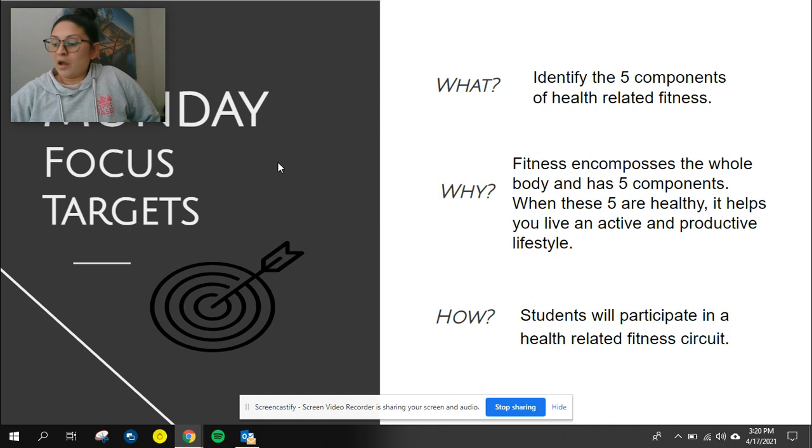Okay. But today, what are you learning today? Today, we're going to identify the five components of health-related fitness. Why are you learning it today? Fitness encompasses the whole body and has five components. When these five components are healthy, it helps you live an active and productive lifestyle. So how do you know that you learned it today? You're going to participate in a health-related fitness circuit at home. You're going to do it on your own, and you're going to have some reflection questions identifying which exercise is which component.